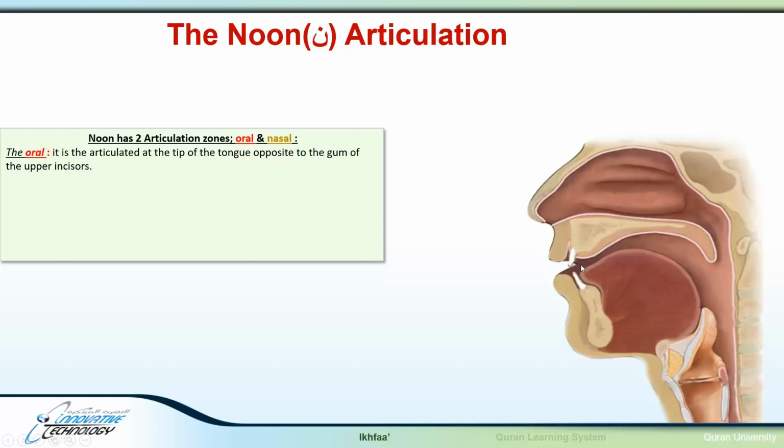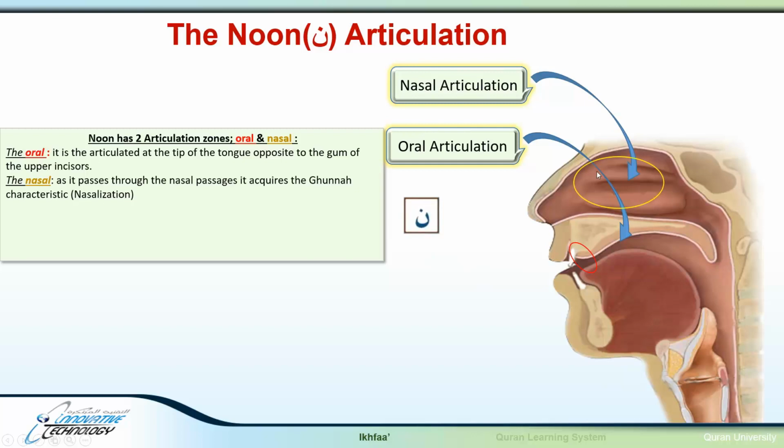Here, this is the upper incisor and this is the tip of the tongue. So the oral articulation is at this area, and the Nun is pronounced like this, very clear, by taking the tip of the tongue up to this area. And the second articulation is the nasal one, in the nasal passages, while the Nun pronounced through the nasal articulation zone would sound like this. So there is the nasal one, and the oral one. The combination of the two is what gives the Nun its characteristics of nasalization with the oral articulation.